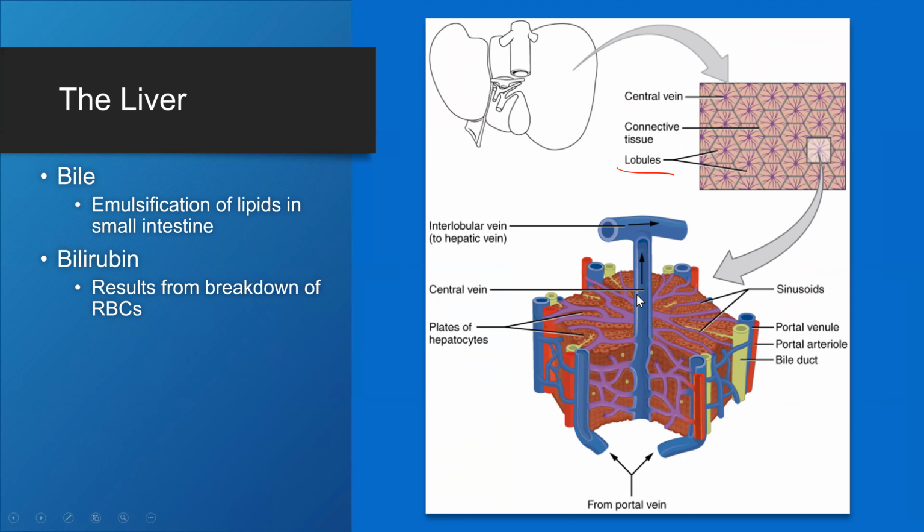Those are hexagonal structures. So they have 6 corners, and at each corner we have our triad. And the triad is 3 structures: portal venule, portal arteriole, and bile duct. So pretty much you can see what's going on over here. We bring oxygenated blood right over here through the portal arteriole. We're also going to bring blood from the digestive tract through this portal venule from the hepatic portal system, and the blood is going to move right through this lobule towards the central vein.